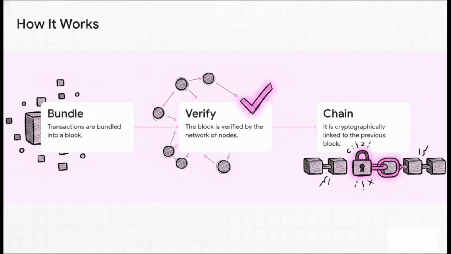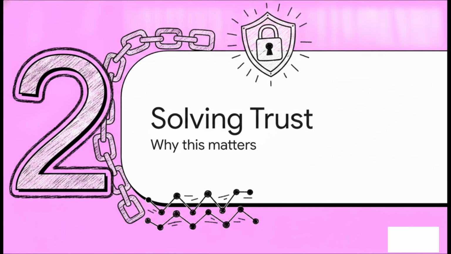Now, when transactions happen on this network, they get bundled together into what we call a block. The network of nodes verifies it, and then here's the crucial part. It gets cryptographically chained to the previous block. That mathematical link is basically the security magic of the whole system. If someone tries to go back and alter an old transaction, the math instantly breaks. Every other computer holding a copy sees the error, flags it, and just rejects it. No way around it.